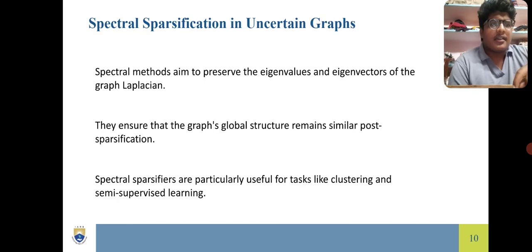Spectral sparsification in uncertain graphs. Spectral methods aim to preserve the eigenvalues and eigenvectors of the graph Laplacian. They ensure that the graph's global structure remains similar after sparsification. Spectral sparsifiers are particularly useful for tasks like clustering and semi-supervised learning.